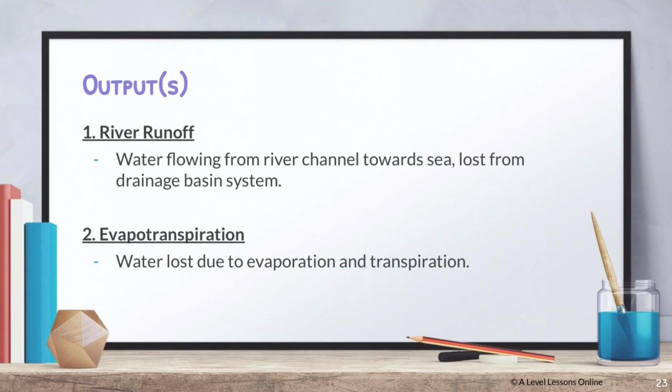Then we move on to outputs. There are basically two types of outputs. I won't go through it because it's so simple to understand. In fact, I'll cover more of evapotranspiration in the next video. Stay tuned for that. But firstly, we've got river runoff. Basically, the water that is flowing from the river channel towards the sea. So it is lost from the drainage basin system. It goes out into the huge open sea that is away from this drainage basin. That is river runoff.